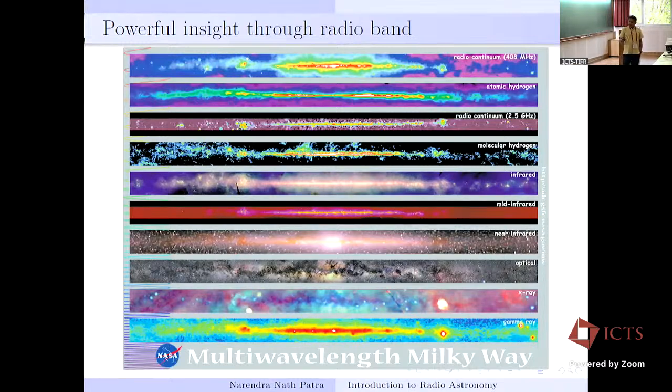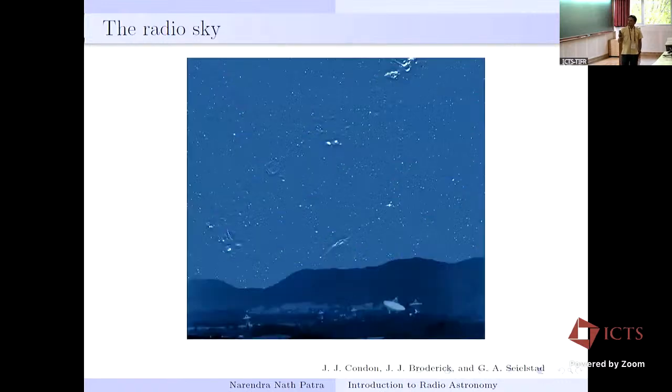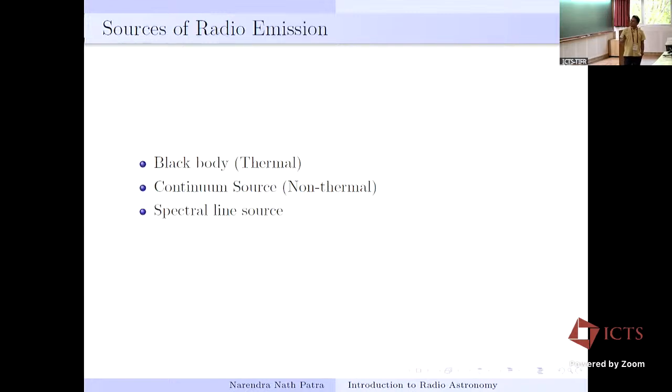And I will motivate you that there are certain physics and certain kinds of emission which you can only look at in radio. So there is no optical counterpart or counterpart in any other wavebands. This is how a typical radio sky looks. Unlike our optical sky, you see there are a lot of extended structures, supernova remnants and so on. Okay, so this is interesting.